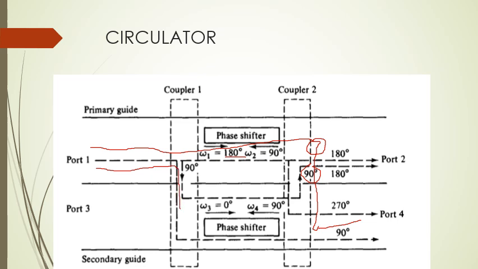A diversion took place, so 90 degrees. Here 0 degrees of phase shift is there. By the time it reaches over here, it will be only 90 degrees. So that means the phase difference between the two waves is 180 degrees. Power, or your signal, will not be present in port 4.